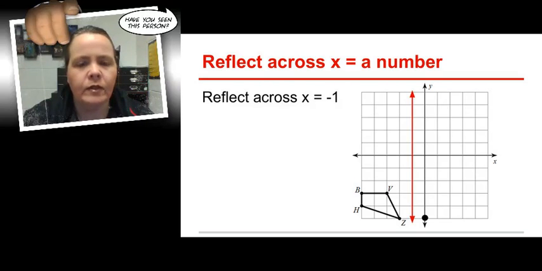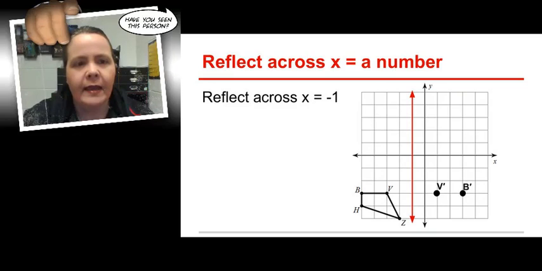And then I'm going to reflect these points across. And I'm going to start with Z. Z is one unit from that red line that we drew in there, x equals -1. So I need to go 1 unit to the other side of that line. And that point there is, let's start with V. V is 2 units from the line, and if I go 2 units to the other side, then I have the point V prime.